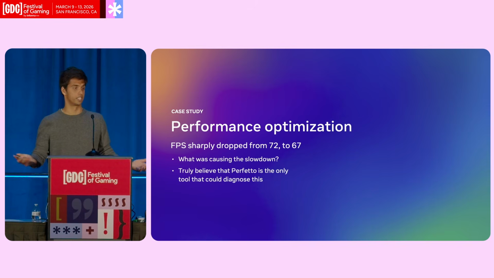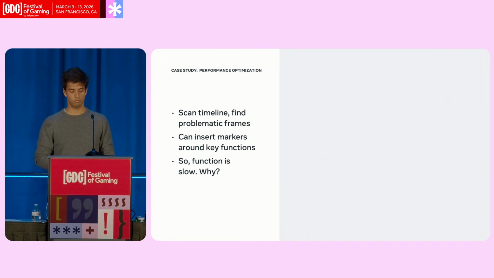Now for the pretty exciting case study. In a particular perf bug that we were looking at, performance FPS had dropped from 72 to 67 on average, enough to cause a pretty jarring experience. It was pretty hard to even understand what was causing the slowdown and how to fix it, and we truly believe that Perfetto was the only tool that could have diagnosed it end-to-end. Yes, other tools might have shown us what was going wrong, but to directly understand why it was going wrong and how to fix it, Perfetto is pretty unique here.